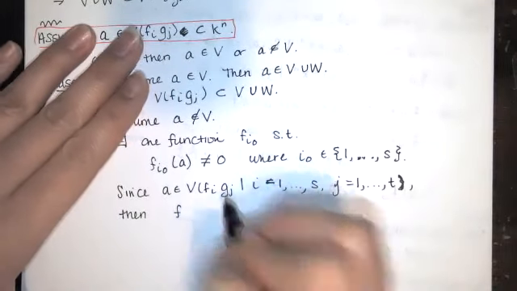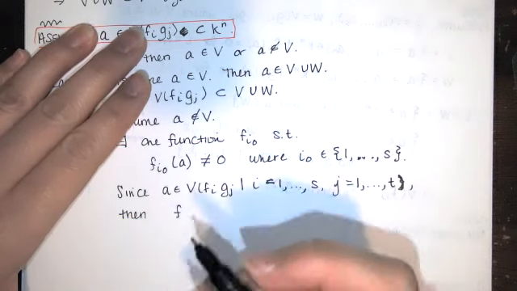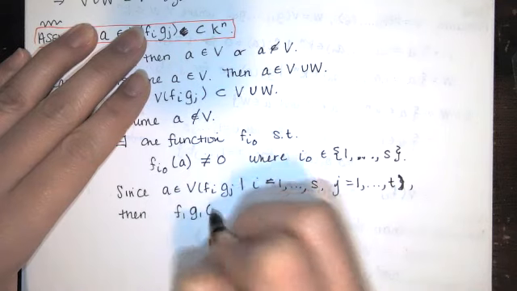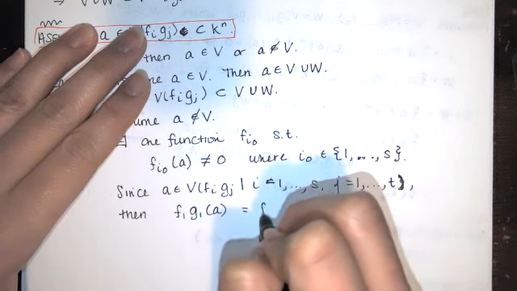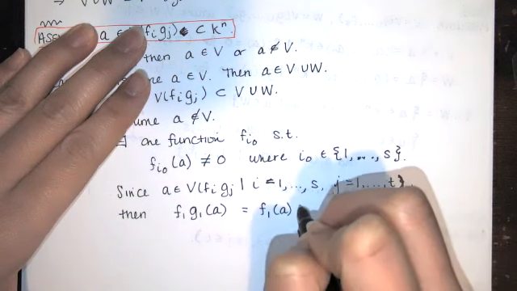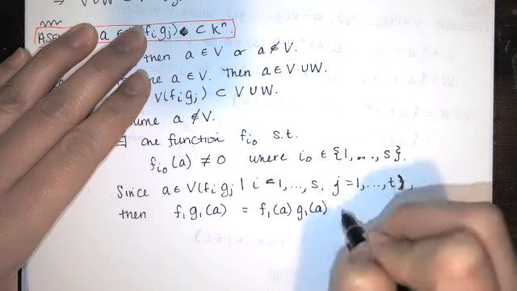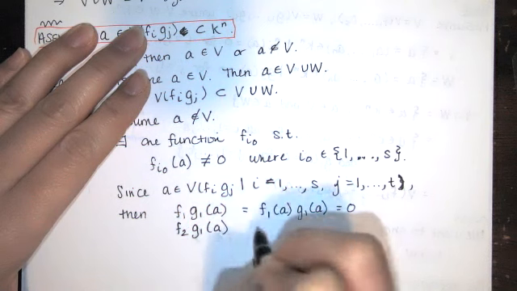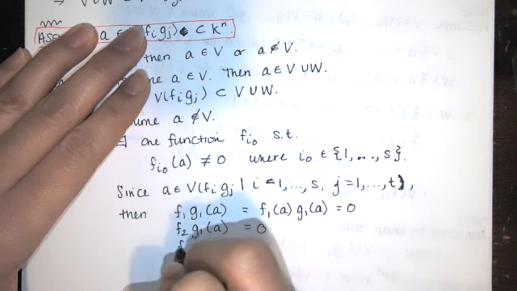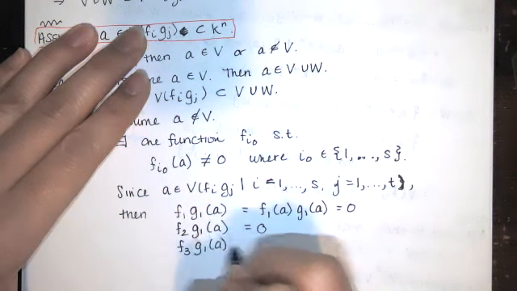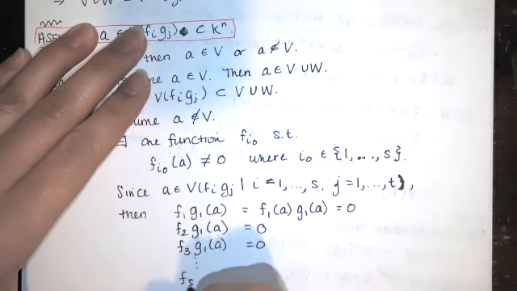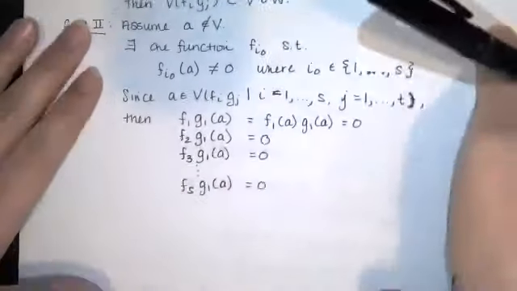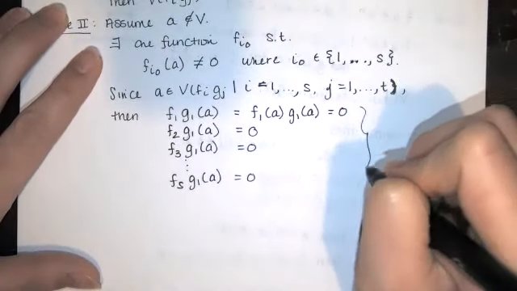So this means that when j is equal to 1, let's say, and we take those products and we evaluate them at A, we have f sub 1 of A times g sub 1 of A, and that's equal to 0. And f sub 2 times g sub 1 of A is also equal to 0. And f sub 3 times g sub 1 of A is equal to 0. And this is true all the way through f sub S times g sub 1 of A is equal to 0. And that's for j equals 1.